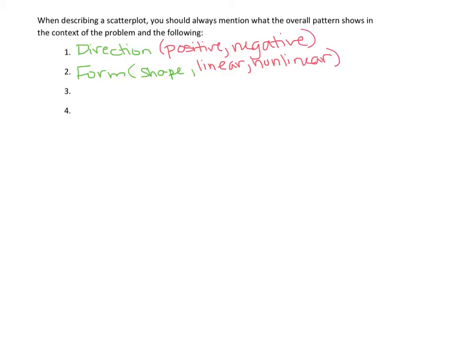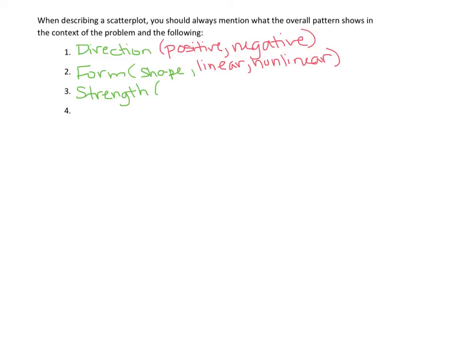The next thing you need to talk about is strength. And strength is how close the points follow to your form. So for example, if your form is linear, the strength is how much of a line they are in. So it's how close they follow to their form.